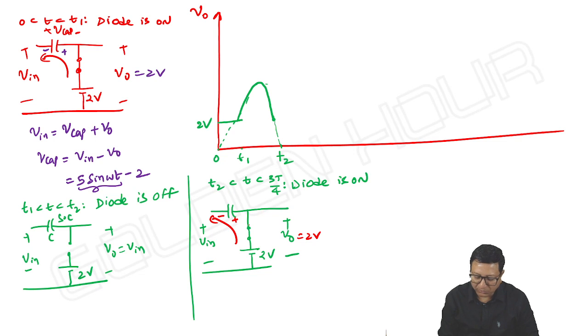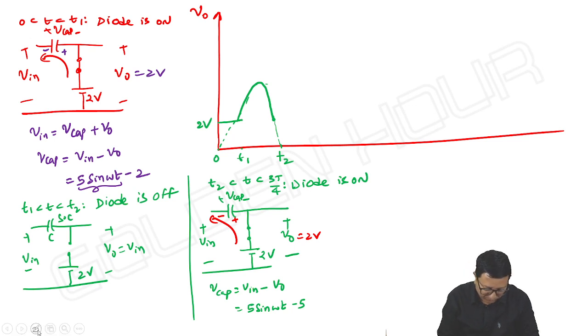Okay, output is 2 volts, and if I take V capacitor this way, then again the same story repeats, that is V capacitor is equal to V in minus V output, 5 sin omega t minus 5. Sorry, not 5, it is 2. It looks like 5 sin omega t minus 2, but the thing is 5 sin omega t value is less than 2 volts. Okay, so output is 2 volts from T2 to 3T by 4.